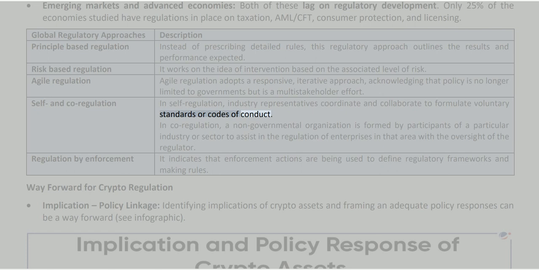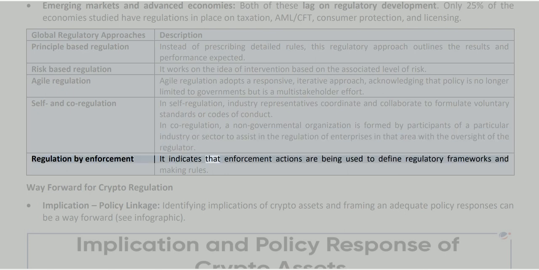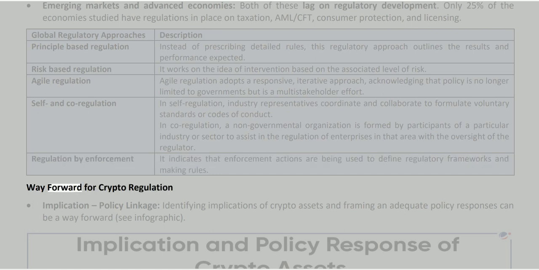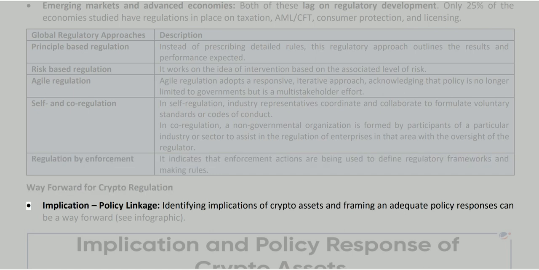In co-regulation, a non-governmental organization is formed by participants of a particular industry or sector to assist in the regulation of enterprises in that area with the oversight of the regulator. Regulation by enforcement: it indicates that enforcement actions are being used to define regulatory frameworks and make rules. Way forward for crypto regulation. Implication policy linkage: identifying implications of crypto assets and framing adequate policy responses can be a way forward.